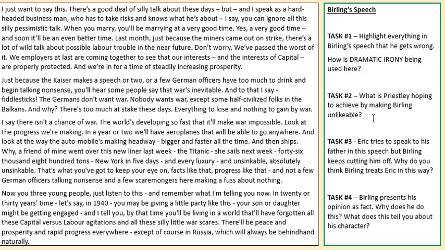The inspector and Mr. Birling are almost like polar opposites here. They're the antithesis of each other. So Priestley is setting us up to disbelieve Birling from now on. We think he's foolish.